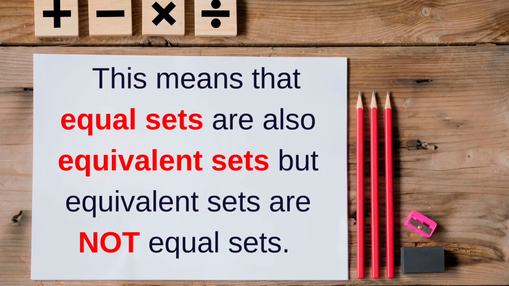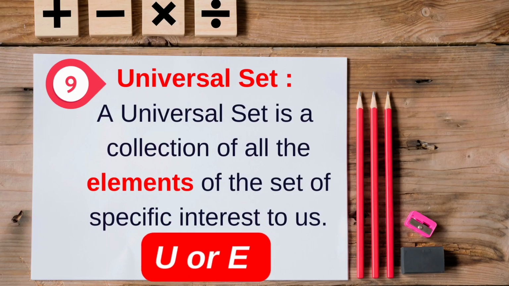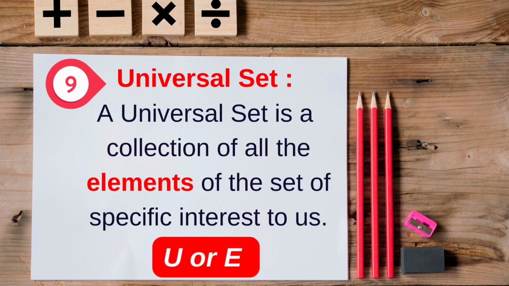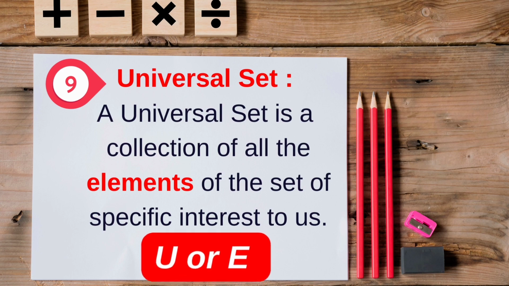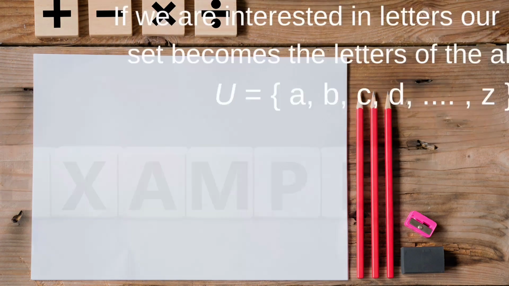This draws us to the conclusion that equal sets are equivalent sets, but equivalent sets are not equal sets. A universal set contains all possible elements and subsets. The symbol for universal sets is U or E.